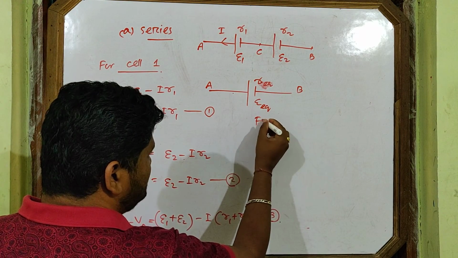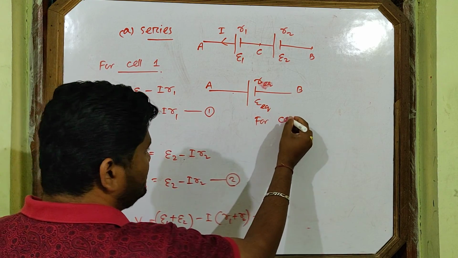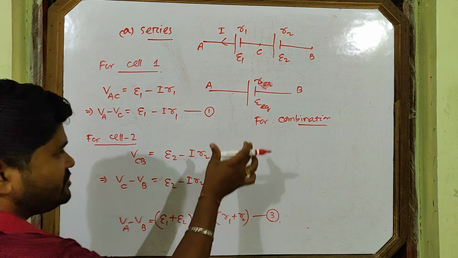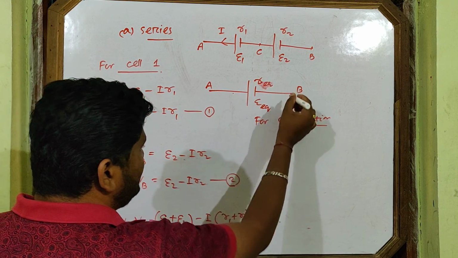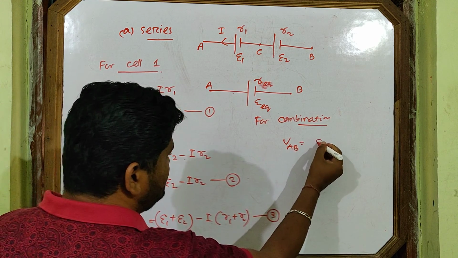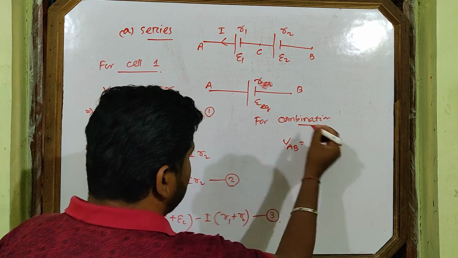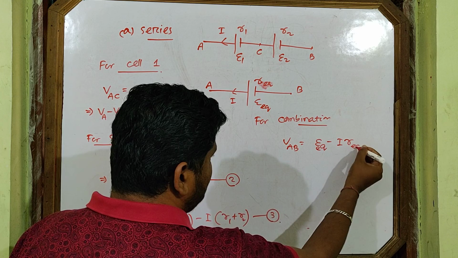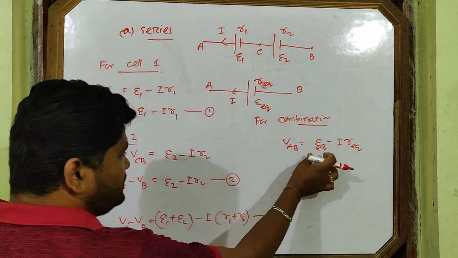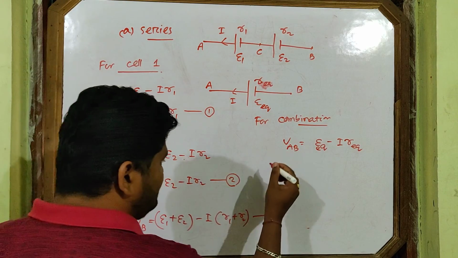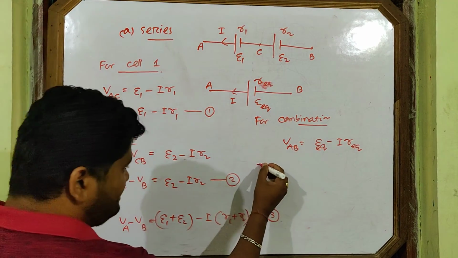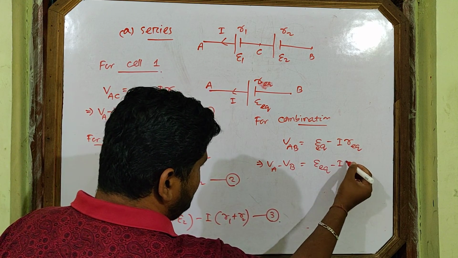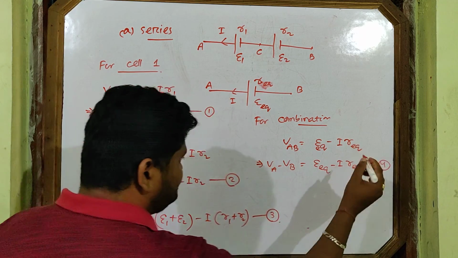Now let's write the equation for the combination, for the equivalent figure. Now let's write the expression. What happens for the equivalent? Here VAB is equal to E equivalent minus I, because the same current I passes, I R equivalent. VAB is equal to E equivalent minus I R equivalent. This VAB is VA minus VB. No problem. This is VA minus VB. R equivalent, equation number 4.